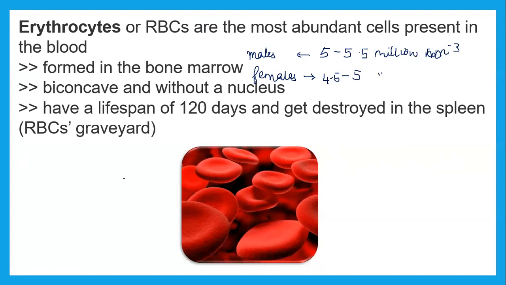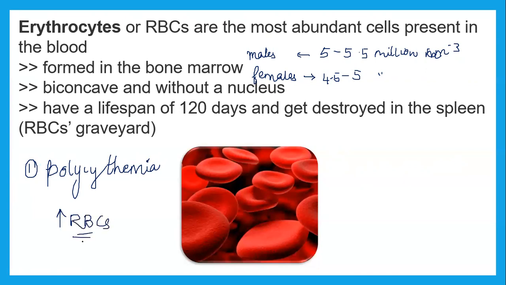Clear? And if the number of RBC increases beyond the normal level, that disorder you will call it as what? Polycythemia. Poly means increased number of RBC. So if RBC is increasing, it can cause different diseases. One of the disorders is polycythemia.